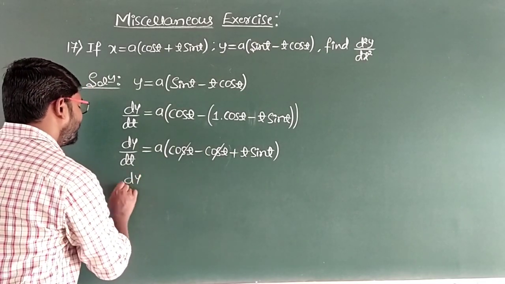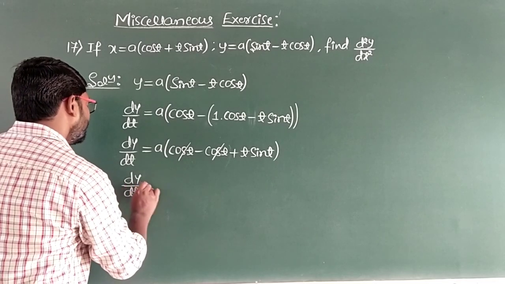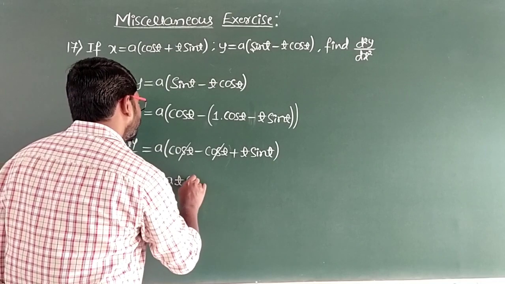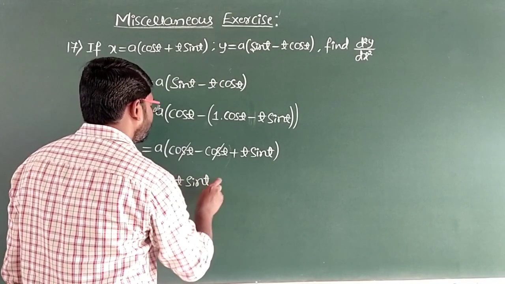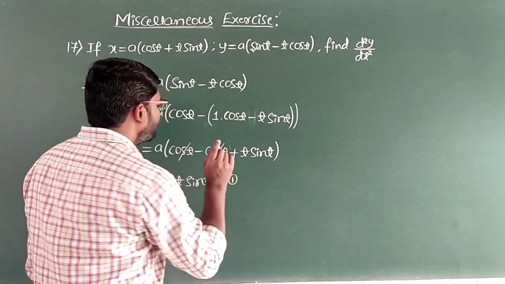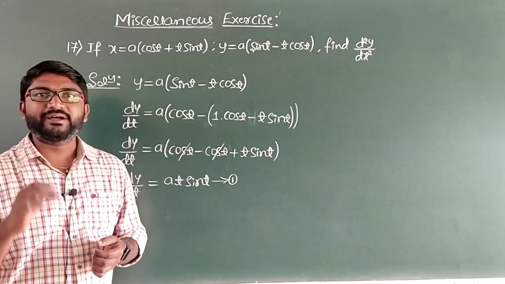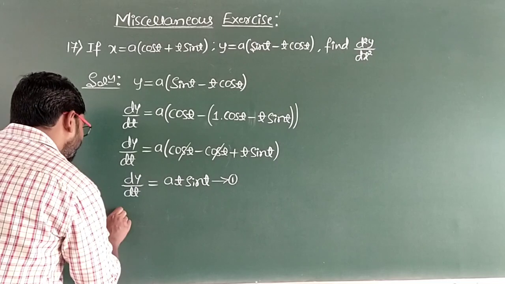So overall we get dy by dt equals a into t sin t. Call this equation number 1. So we are done with dy by dt. Now we will have to calculate dx by dt. So let us find dx by dt now.